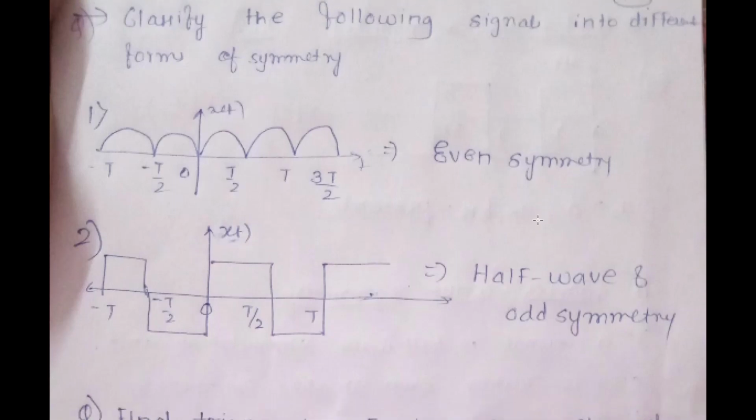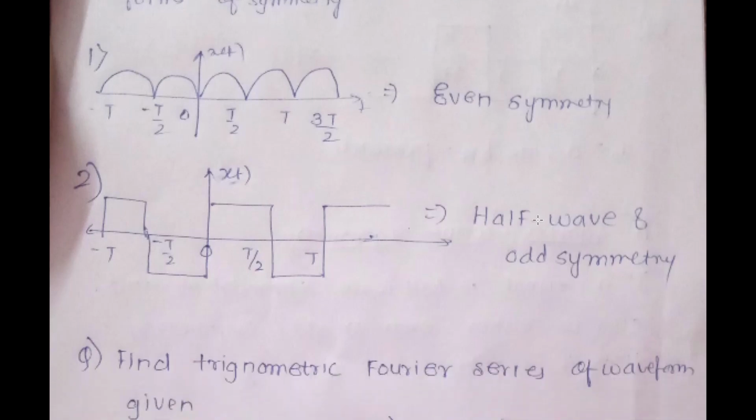Fine. So the question says classify the following signal into the different forms of symmetry that exist. If you see over here, x of t is given to you, and I find that the pattern in the positive half is similar in the negative half as well. So it's like a mirror image, right? The positive half is a mirror image of the negative half, or the negative half is a mirror image of the positive half. In that case, it's an even symmetrical signal. There is no half wave symmetry because my signal doesn't exist in the lower amplitude scale itself. Hence, I have only even symmetry.